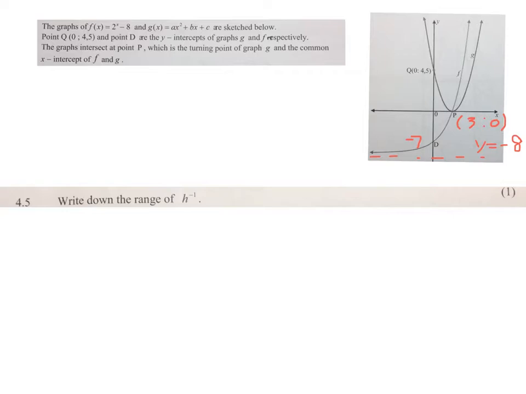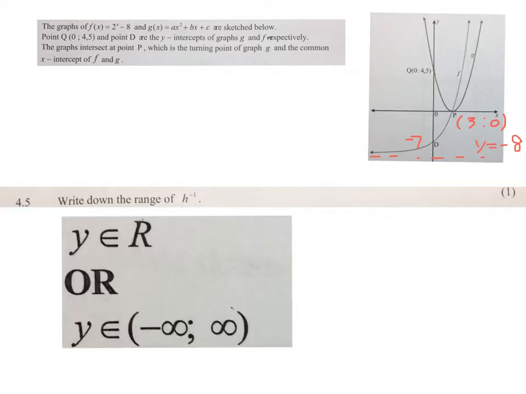Next they ask, write down the range of this inverse function. The answer is y is an element of the real numbers, can be written this way or that way. How do we find that? The range of the inverse is the domain of the previous graph. The domain of the f graph that we see over here ran from negative infinity up to positive infinity. So the range of this graph will be the y values from negative infinity to positive infinity.